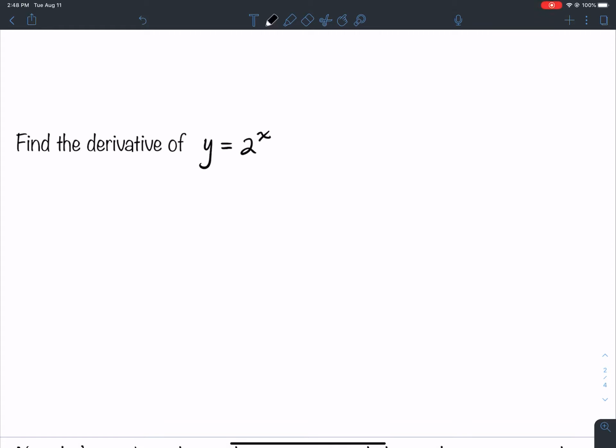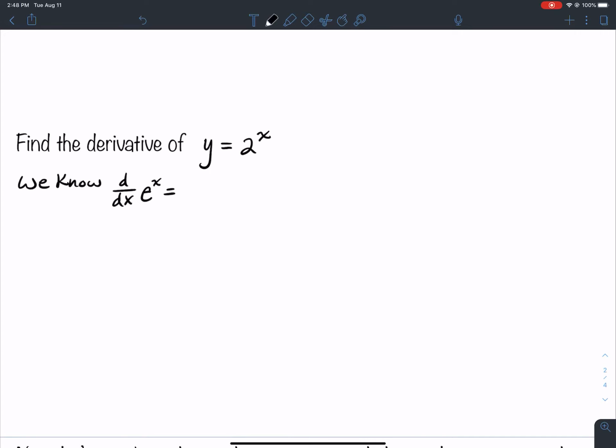So in this video, we want to find the derivative of y equals 2 raised to the x power. So this is an exponential. We've flipped it around. It's no longer x squared. Taking the derivative of that is easy. I just use the power rule, bring the 2 out front, subtract 1 from the exponent. So it's a little bit different when we swap the roles of the variable and the number.